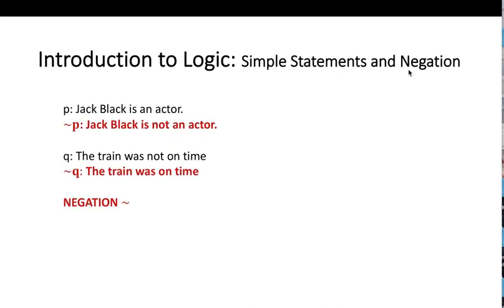Now, when we talk about negating these statements, first of all, notice that the symbol for negation is this, not P. So if the statement is Jack Black is an actor, then the negation of that statement is Jack Black is not an actor. Q and not Q. The train was not on time. The negation, the train was on time. So the tilde means negation. You would say not Q.